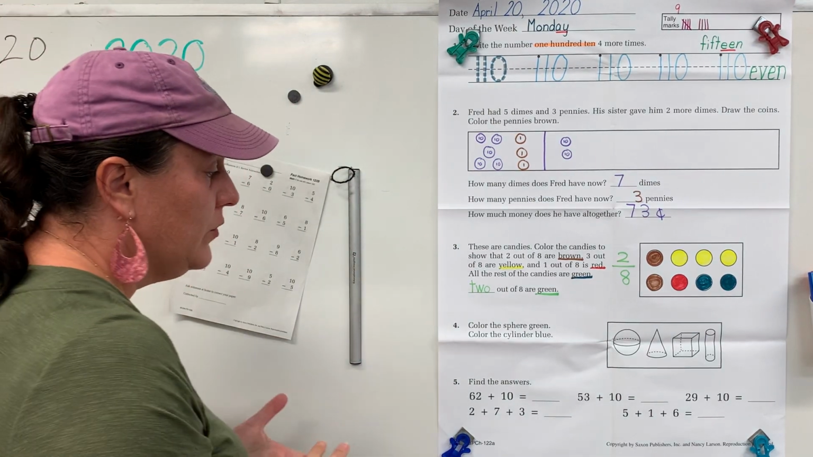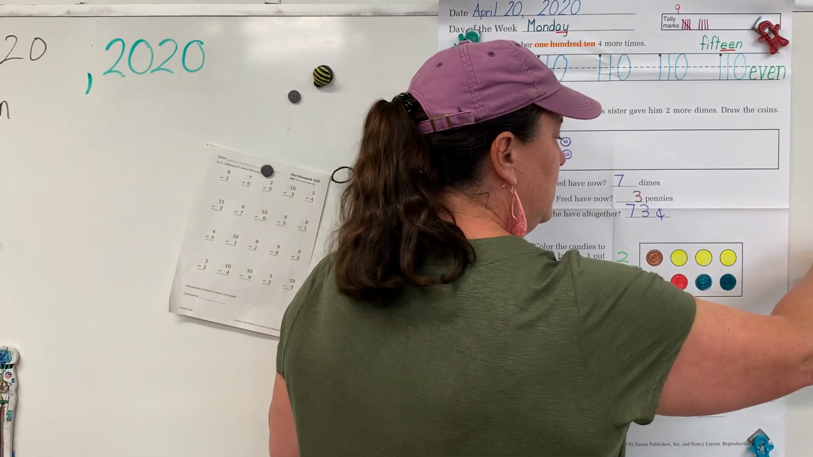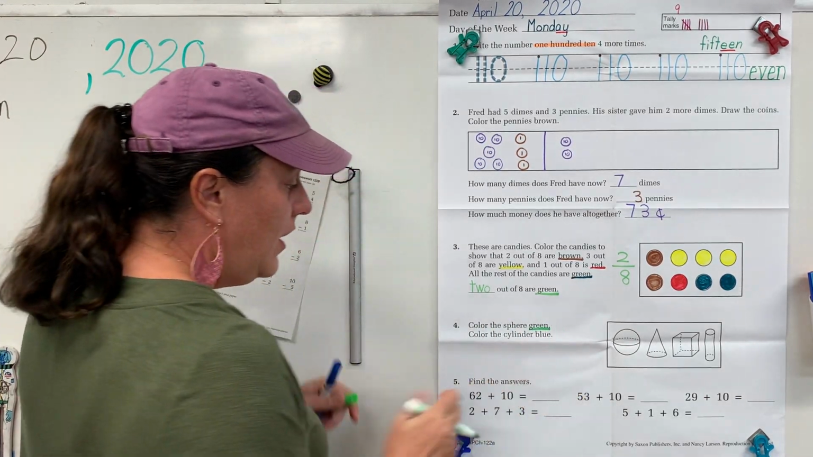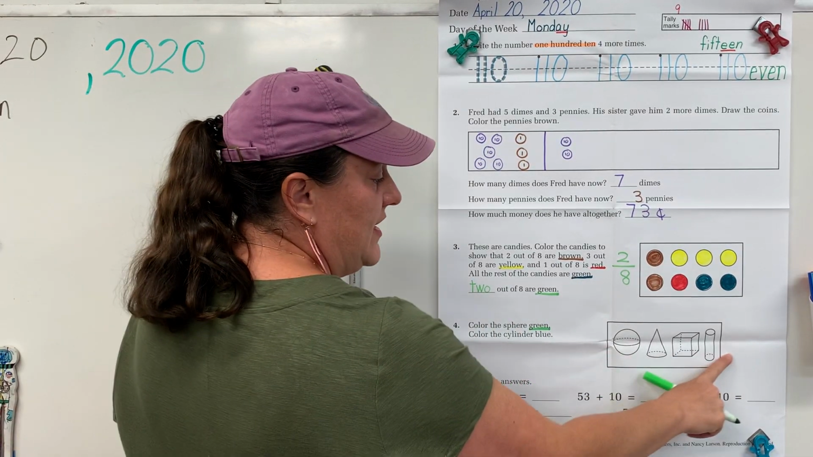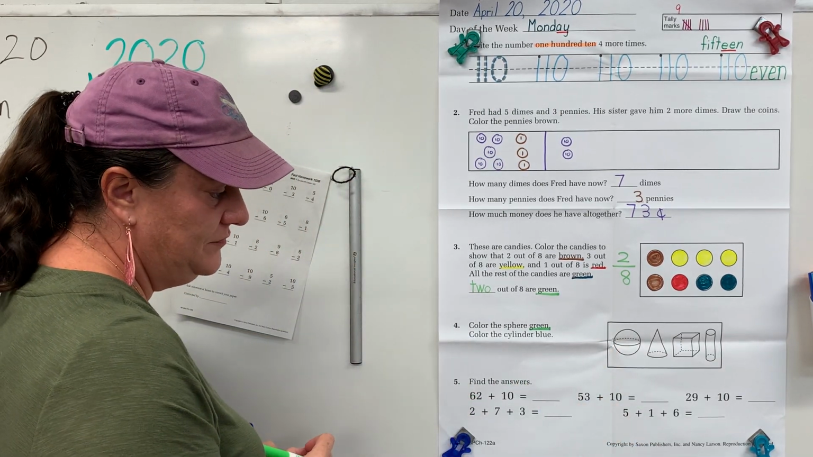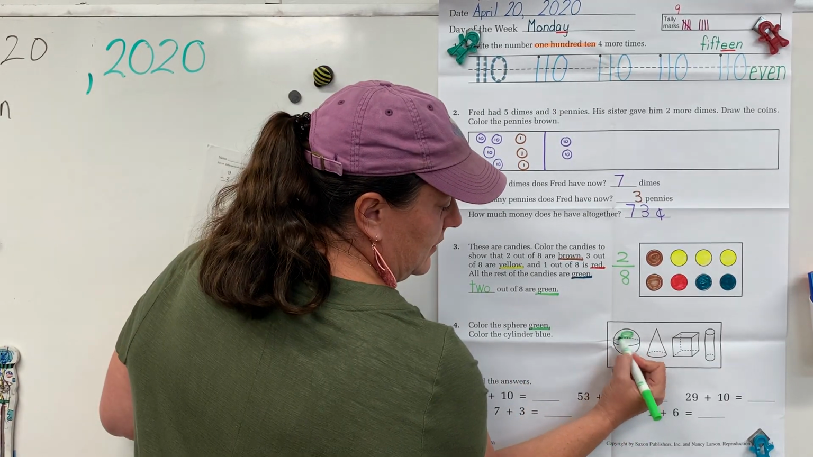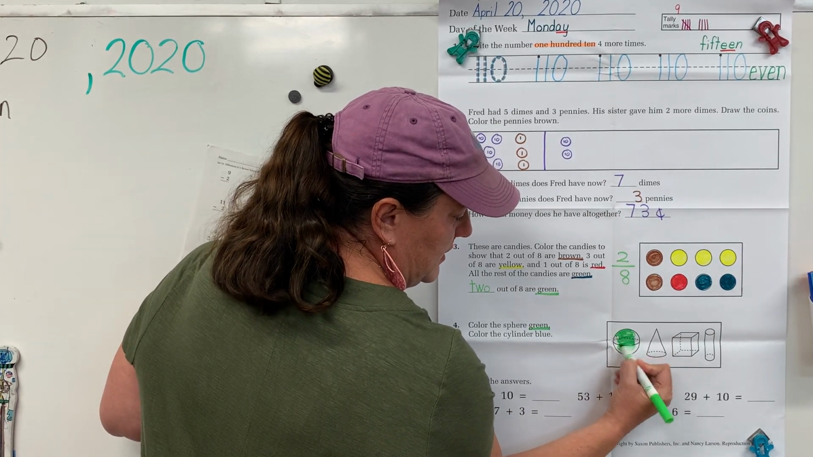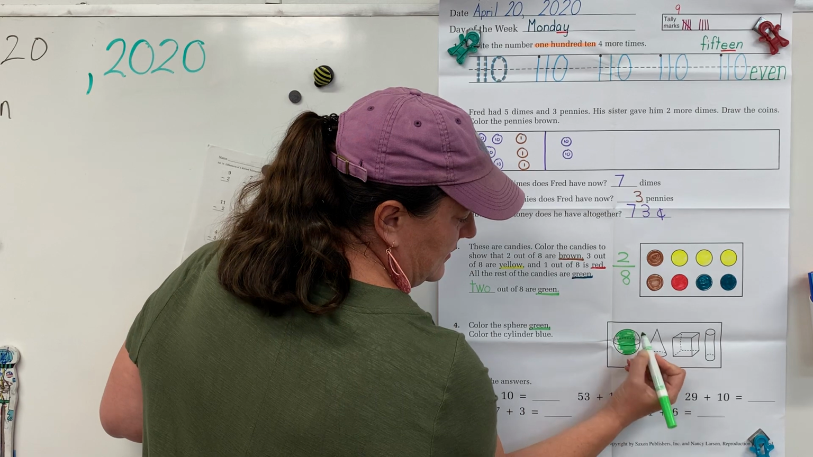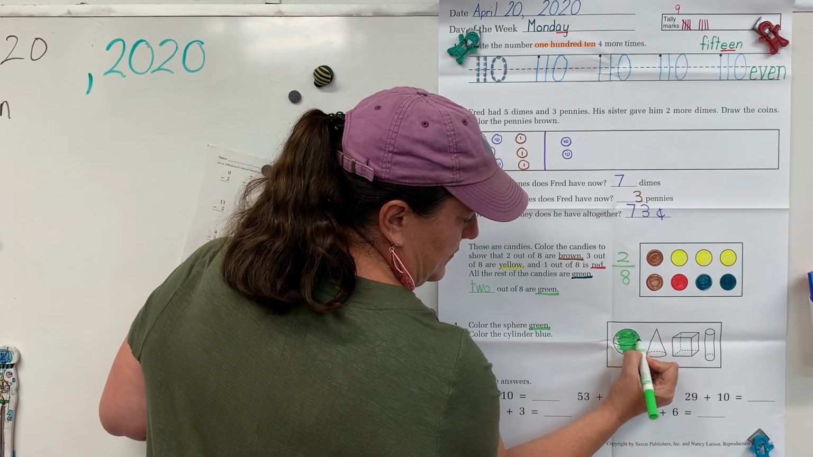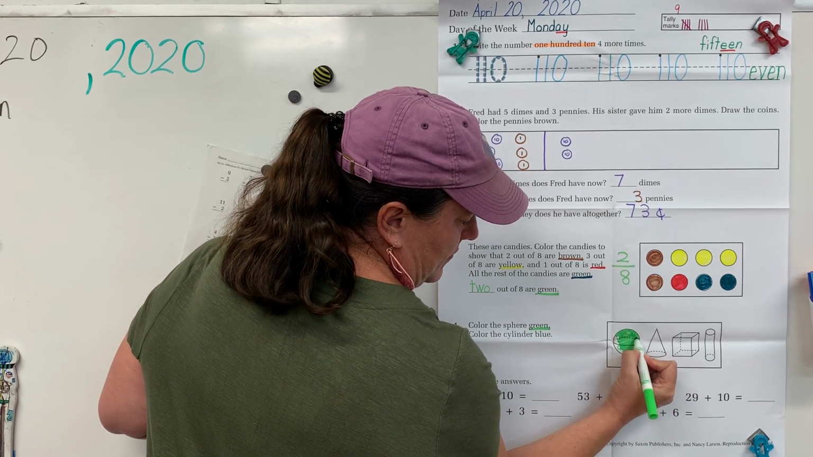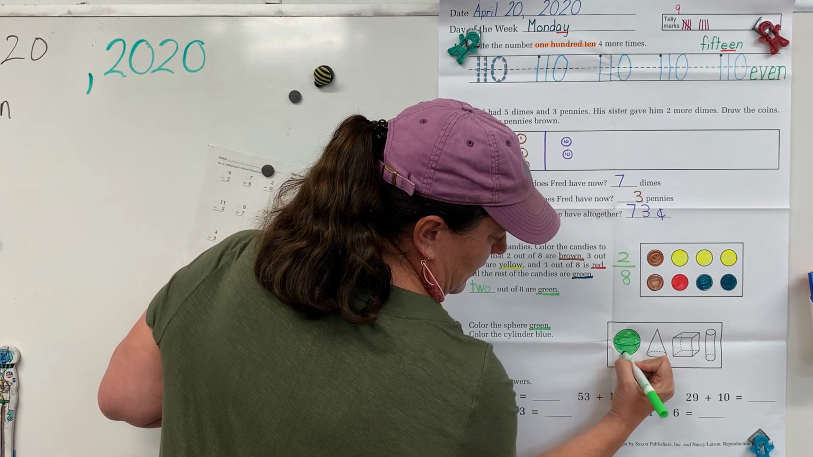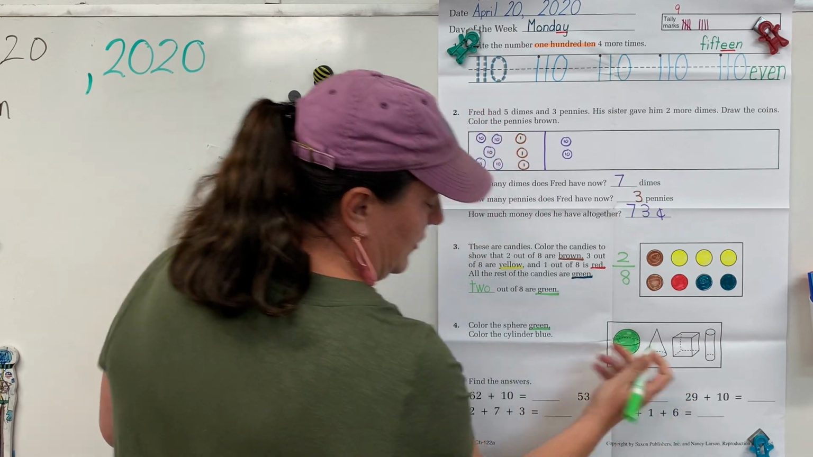All right, let's get out a green and a blue crayon. Let's go ahead and underline the word green. Find the sphere in the picture and color it green. See if you can stay inside those lines, really work those muscles and make them stronger in your hands. When you're done, you can put away your green.